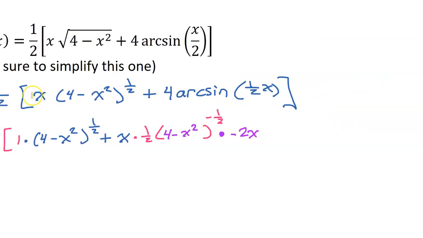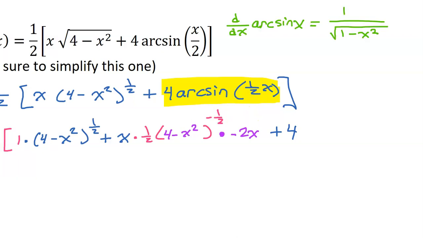Everything we have so far is the derivative of this first term. But now it's time to take the derivative of the second term. So here we go. The 4 is just going to sit there in the front. So I'm going to go ahead and put this plus 4. That's allowed to just sit there. I'm going to now do the derivative of the arcsine part. This is going to require the chain rule.